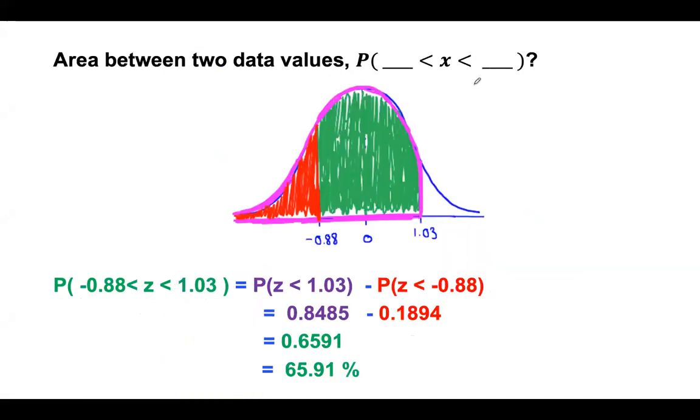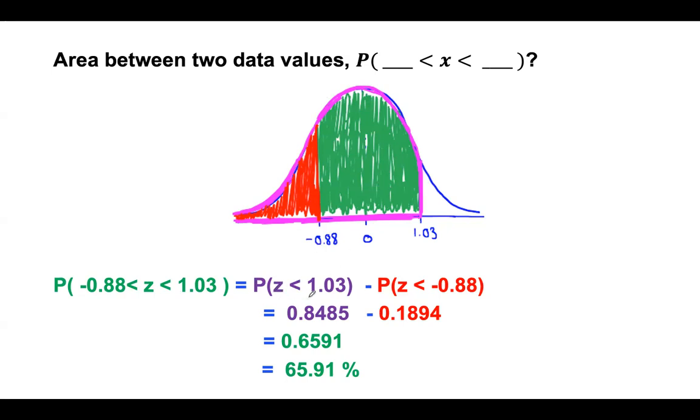So what about the area between two values? Like this is less than or equal to this value. How would we do this question? Well, let's say the probability that negative 0.88 is less than Z is less than 1.03. We care about this green area, right? But the table gives us everything to the left. That's what the table gives us. So we could take this whole purple area and then subtract this red area, and we would get the green area essentially.